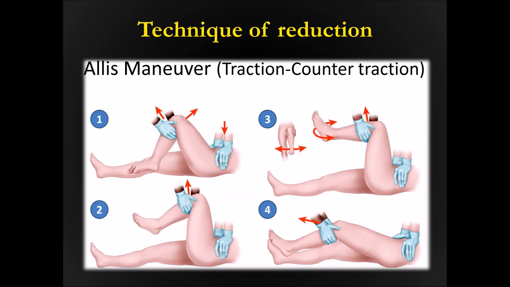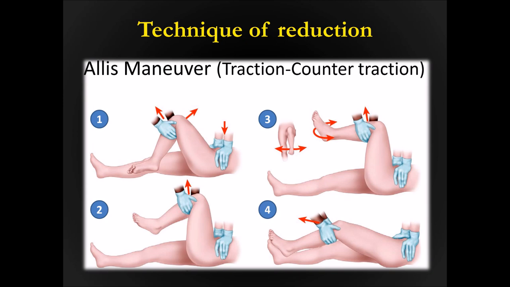So the way to reduce, there are so many ways. I will give you just one or two to remember. That's enough. This is the most popular, the Allis method. After you check the sciatic nerve and X-ray already, you do this reduction at the emergency room, right or wrong? Emergency room? Yes or no? No.